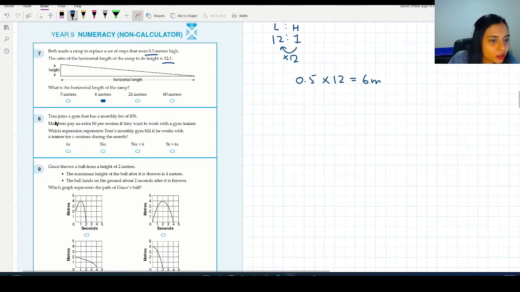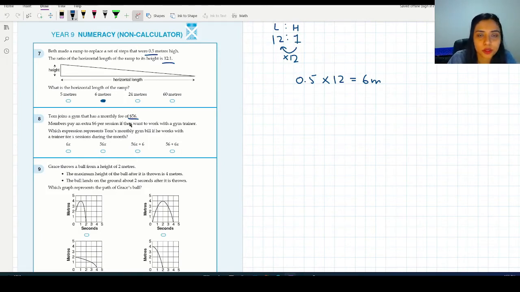Question 8. Tom joins a gym that has a monthly fee of $56. Members pay an extra $6 per session if they want to work with a gym trainer. Which expression represents Tom's monthly gym bill if he works with a trainer for X sessions during the month? Alright, so in this question we want to make an algebraic expression for what's written.